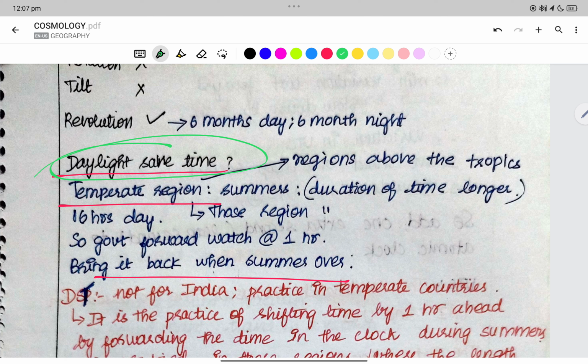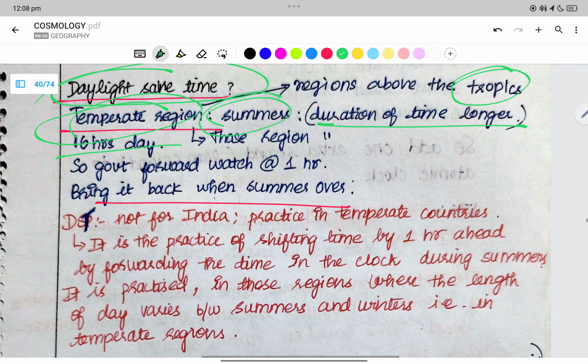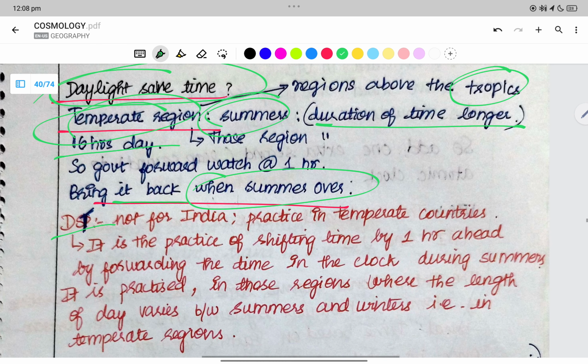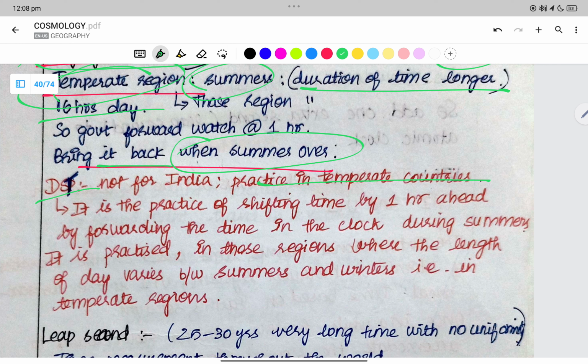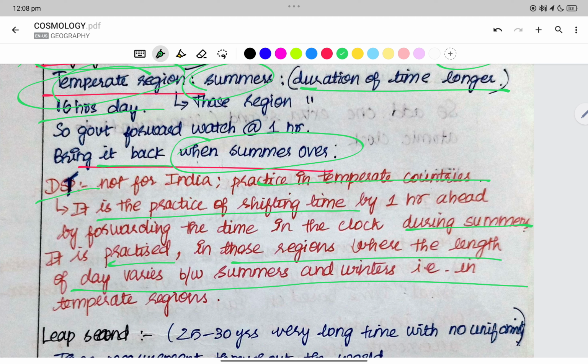During the summer alone, in regions above the tropics, the temperate regions, the duration of the day is longer, 16 hours per day. So the government moves the clock forward by 1 hour and brings it back when the summer is over. Daylight saving time is not for India. The practice is in the temperate countries, shifting the time 1 hour ahead during the summer, in regions where the length of the day varies between summer and winter.